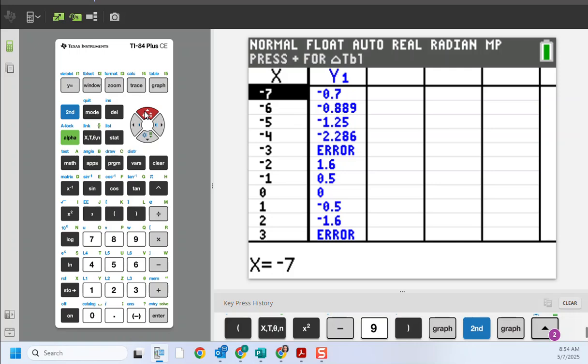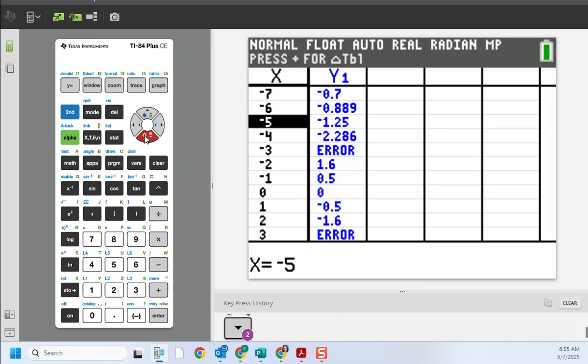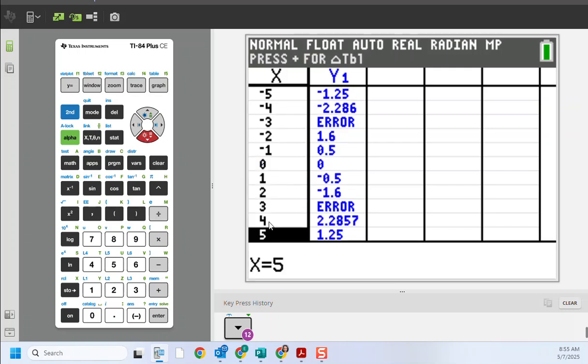Then in the middle, I'm going to take these 3 points right in the middle. Negative 1.5, 0, 0, and 1, negative 0.5. And then I need some points to the right of my asymptote at x equals 3, so I'm going to scroll down, and I'm going to take those two. I'm going to round that to 4, 2.3, and 5, 1.25.